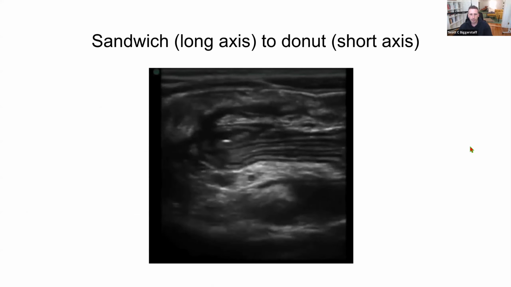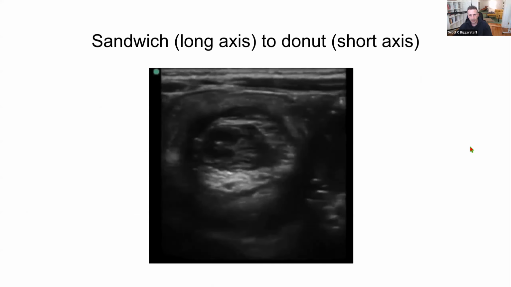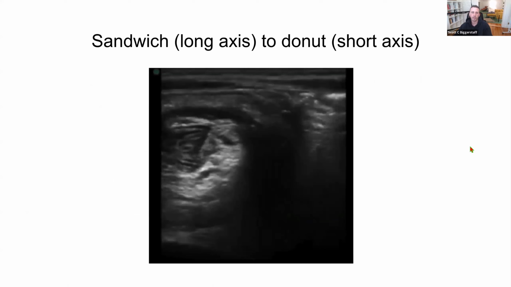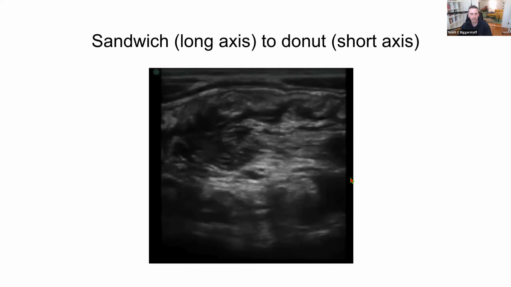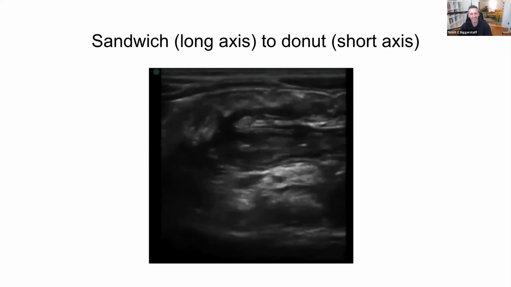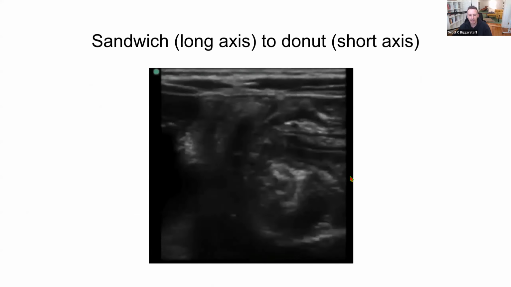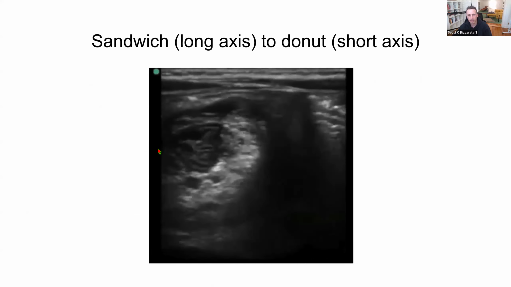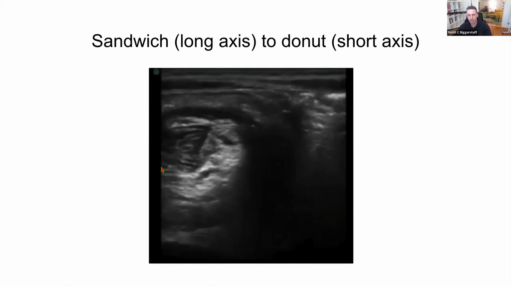On exam with the ultrasound probe, you see this. We went from long axis to short axis. I don't know if it's going to cycle back through, so I'll just open up this slide again. It will cycle back through, it just takes a long time. Long axis, we have this sandwich appearance, and then when we switch to the short axis, we've got this sort of donut looking thing.